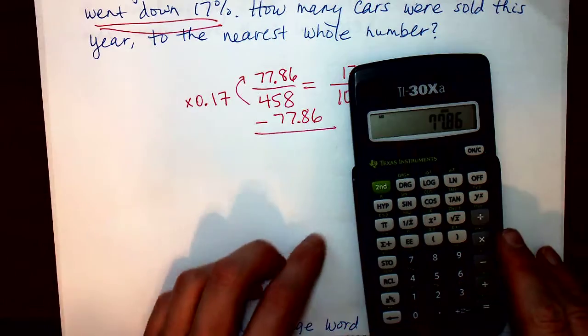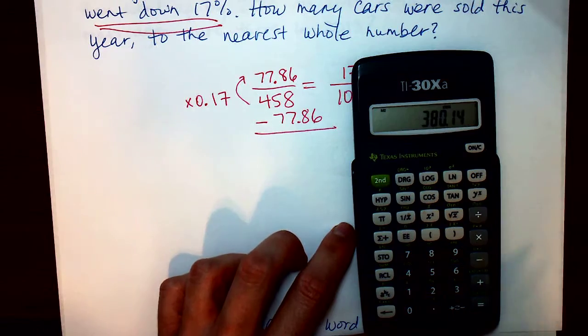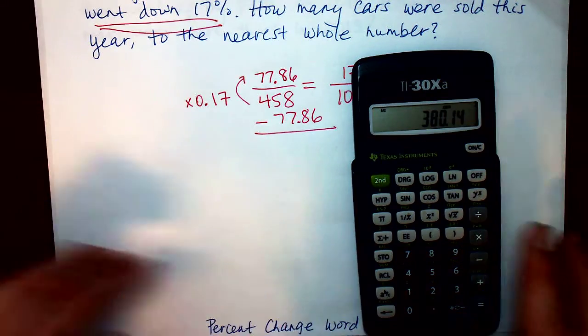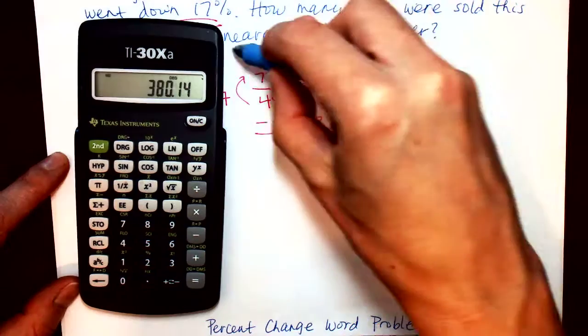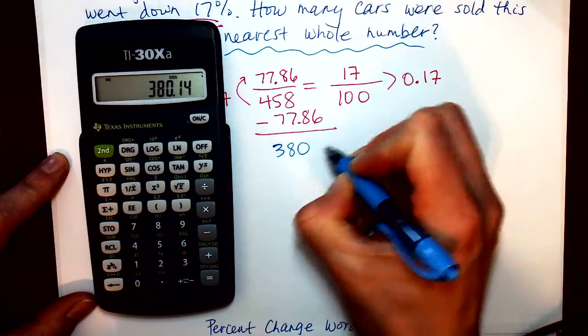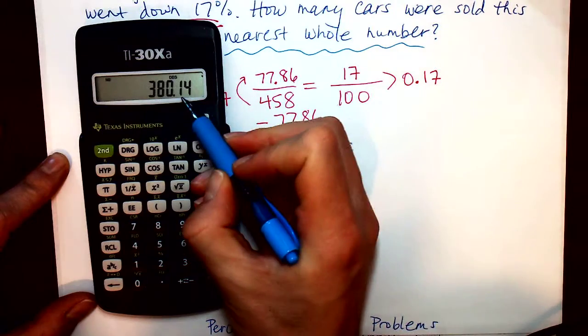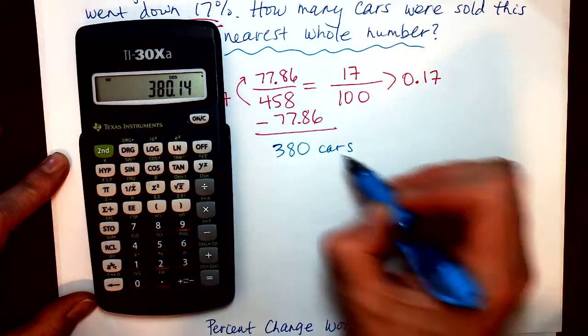On the calculator, I'm going to go ahead and put minus 458. It'll be a negative because I subtracted out of order. I pushed the positive button to change it to a positive. And remember, it said to the nearest whole number, so this would be 380 cars. Because this 1 is less than 5, so it stays 380 instead of rounding up.